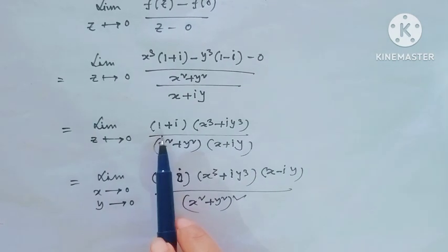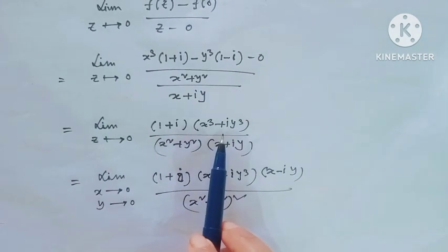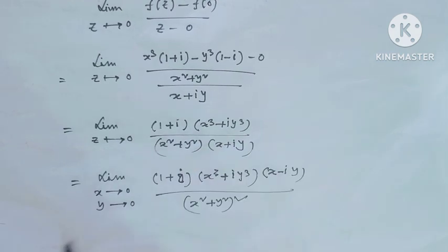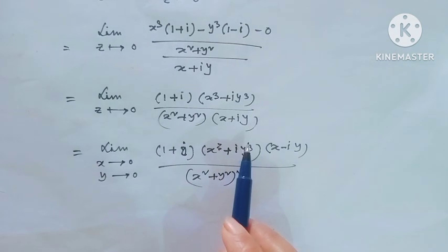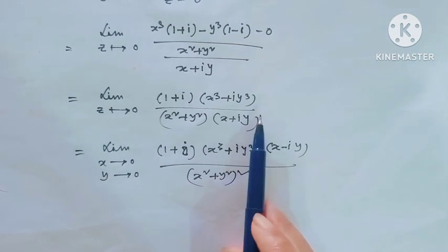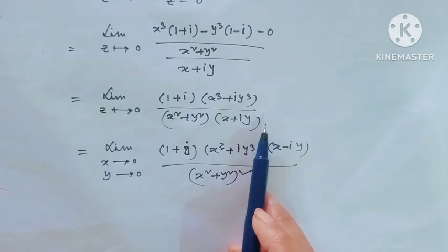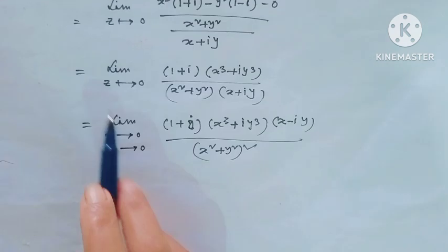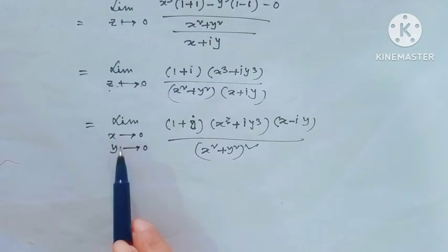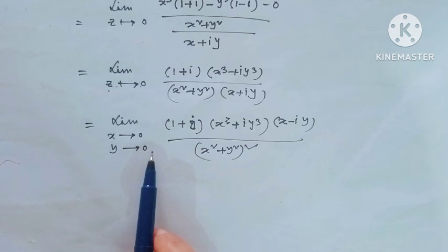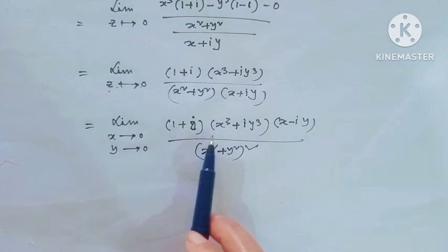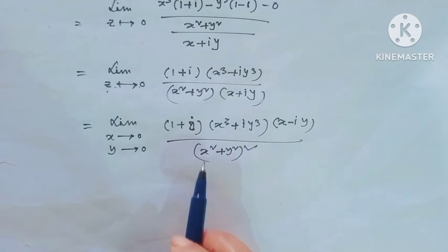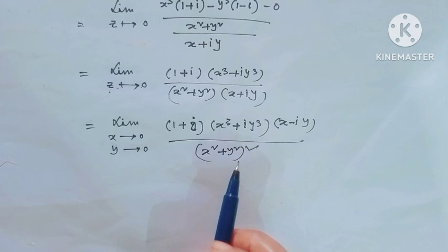After calculating, this value would be (1 + i)(x³ + iy³)/(x² + y²) times (x + iy). Now multiply this by its conjugate. Since z tends to 0, that means the limit as x goes to 0 and y goes to 0 of (1 + i)(x³ + iy³)(x − iy) over (x² + y²) whole square.